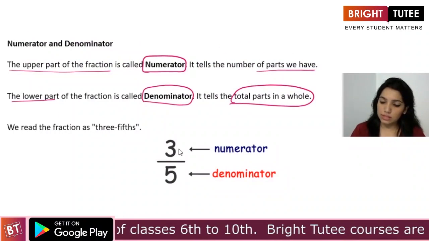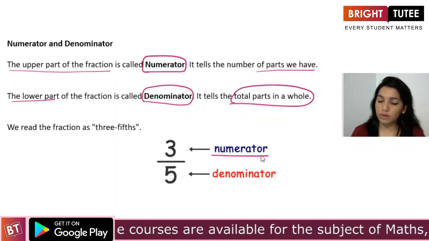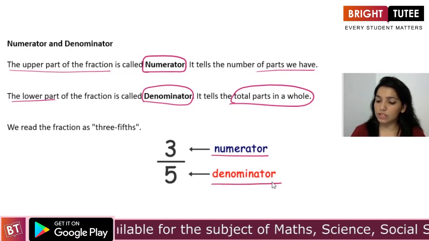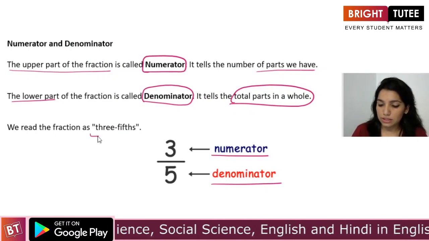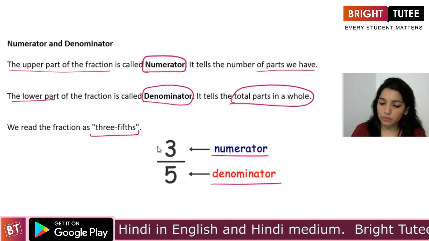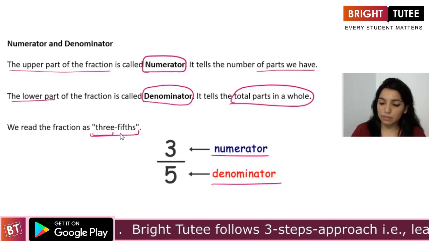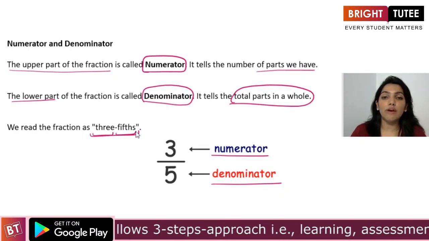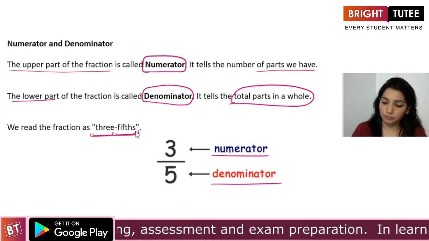So here you see in front of you it is 3 over 5. 3 is the numerator and 5 is the denominator. And how do we read this fraction? This number which is sitting on the top is read as it is, 3, and the number at the bottom is read in its ordinal form, 5th, so it is read as three-fifths.